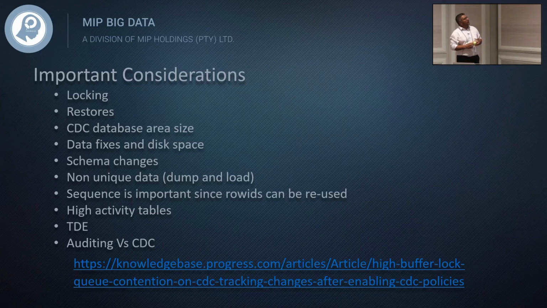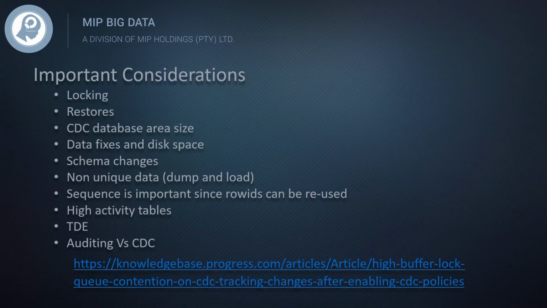High activity tables, also to be aware of, and then TDE is another big one. TDE is transparent data encryption. It just encrypts your data at rest. That's fine, you can run TDE on your database and encrypt the data. But when you create a new CDC policy, Progress is creating that table on the fly, and that data is not going to be encrypted. So every time you create a new CDC policy, you've got to rerun your encryption routines. Right. And I've already spoken about auditing versus CDC.